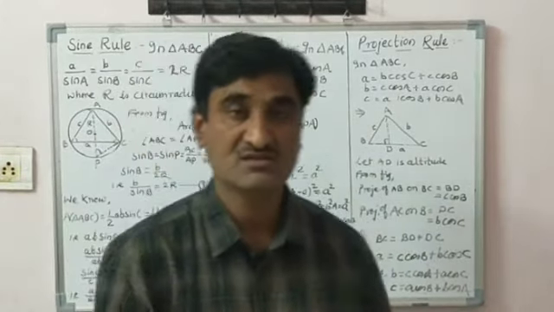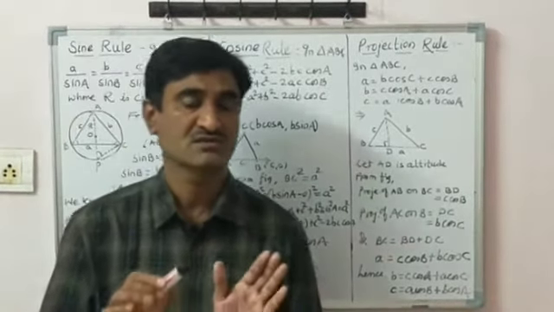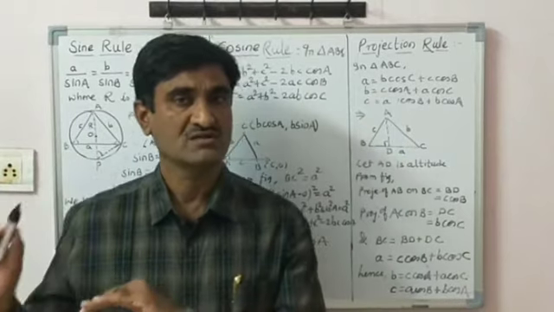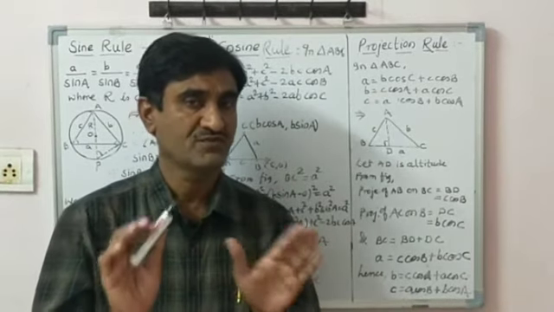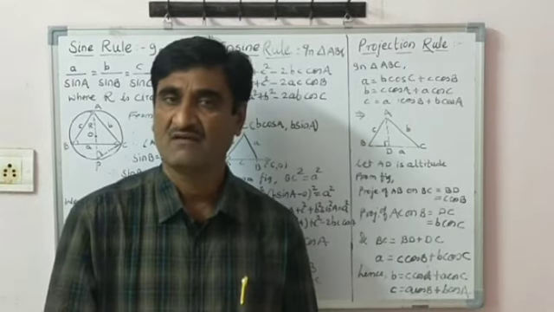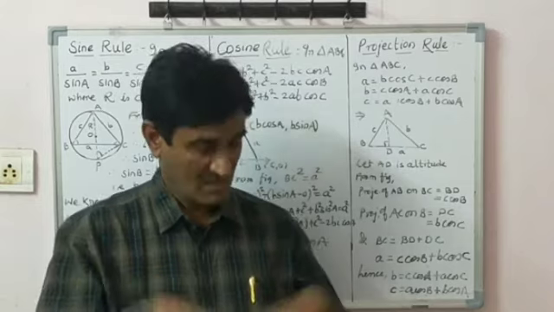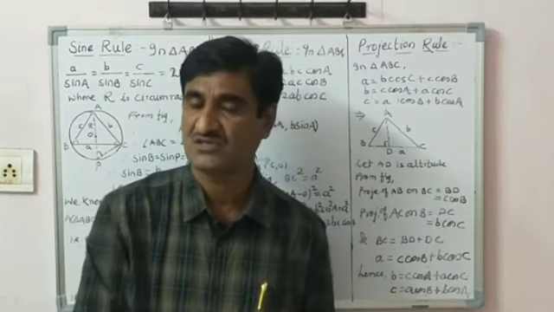Thus, in short, we learned and proved the projection rule, cosine rule and sine rule. These are the proofs of all these three rules. And now in the next period we learn examples that depend upon these three rules.